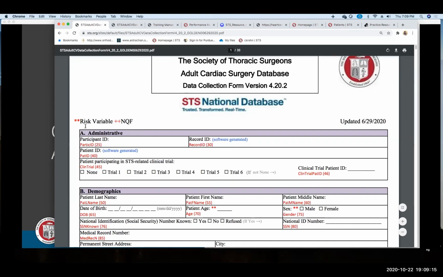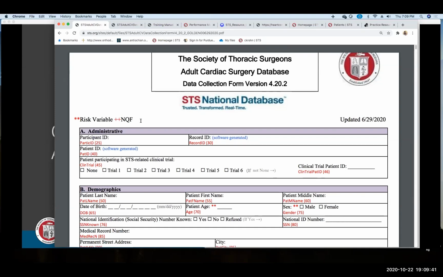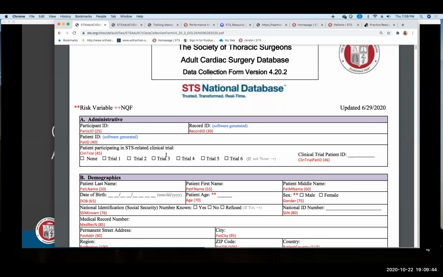We do have, I believe, 7 different risk models. So you'll see the risk variables are notated with the double asterisks. And then we do have NQF approved measures, which are things like the CABG composite measure, the mitral valve composite measure, things like that, that have various endpoints like prolonged ventilation or renal failure following coronary or cardiac surgery. I'll just briefly run through this, and we're going to spend a little bit more time in the anesthesia section to introduce you to that.